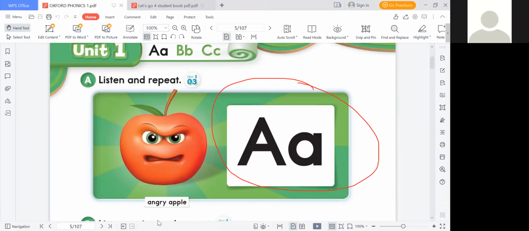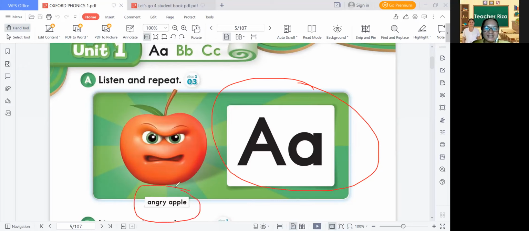Okay, let's proceed. Can you tell me what letter is this? This is letter A. Okay, very good. A for apple. What is this? A for apple. Can you repeat? Very good. Okay, so that is for letter A.